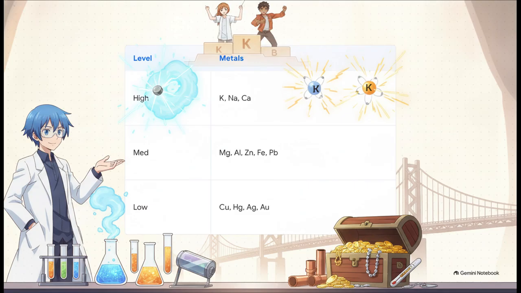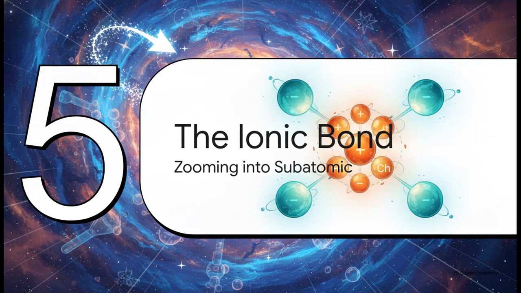Up at the top, we have our most reactive metals, like potassium and sodium. Right in the middle are our everyday structural metals, magnesium, aluminum, zinc, and iron. And then safely down at the bottom are the least reactive metals, like copper, silver, and gold. This hierarchy dictates exactly how a metal is going to behave out in the wild. But why? Why do some metals react violently while others just sit there and do nothing? To answer that, we have to zoom right past the physical traits, past the chemical reactions, straight down into the invisible subatomic world.